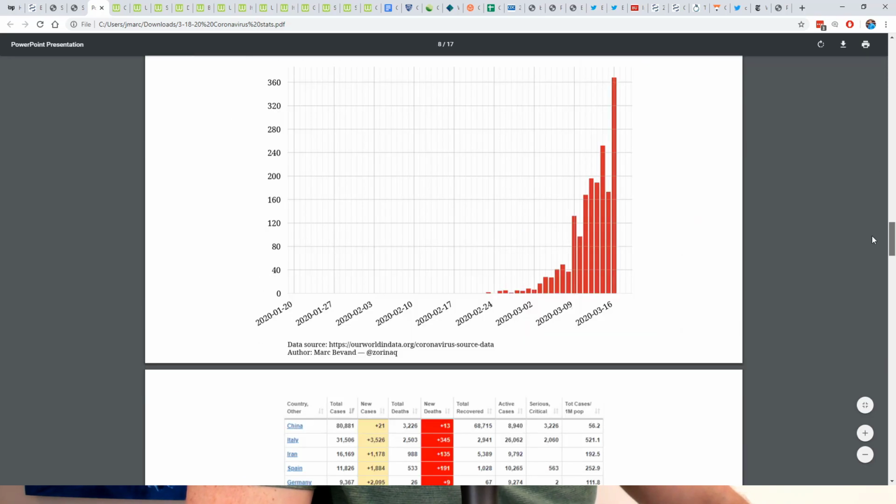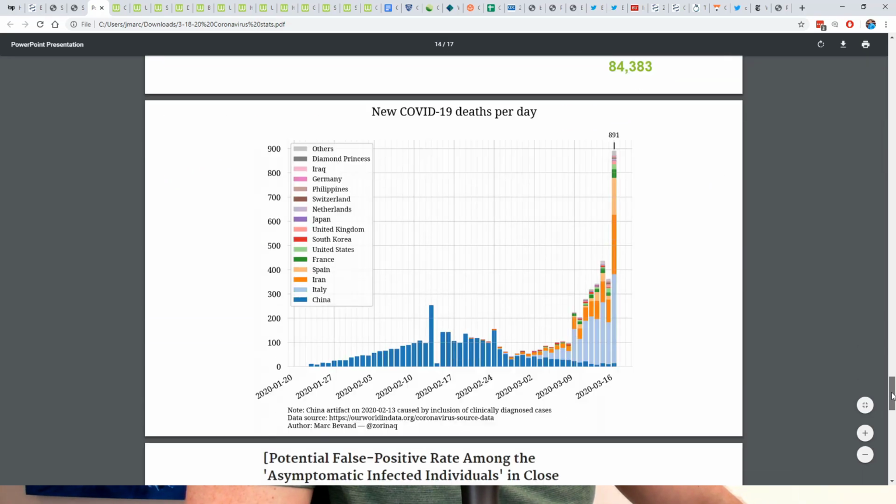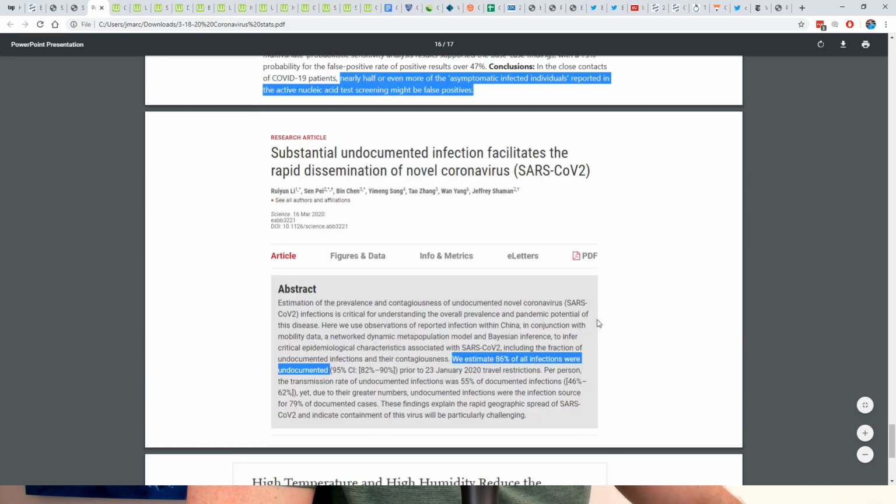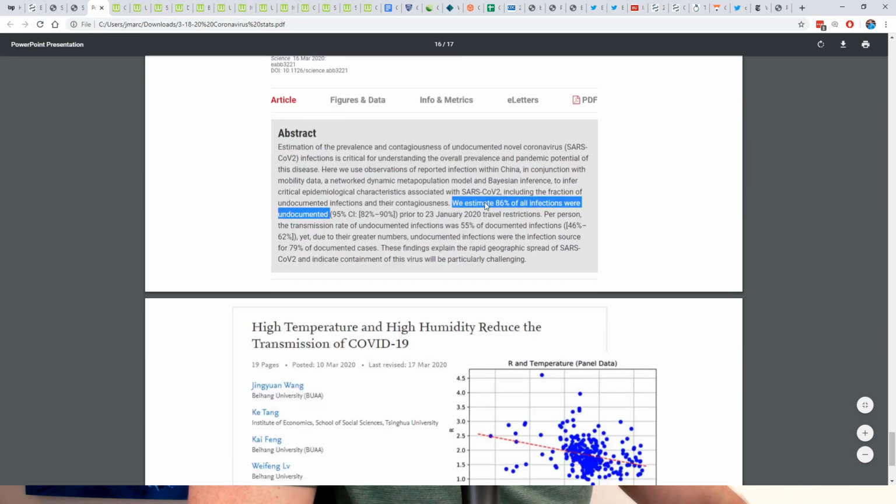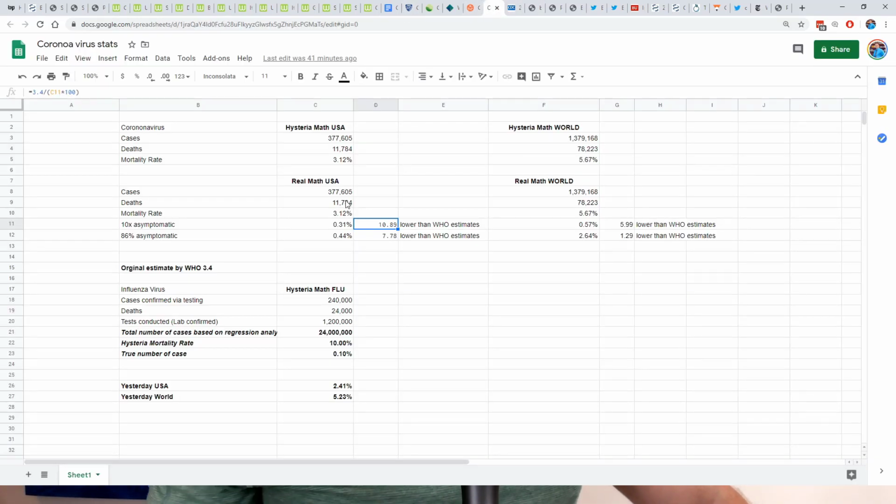We know 86% on the asymptomatic side. There's data supporting it. Right here, an estimate that 86% of all infections were undocumented. That means they have the virus, but they have no symptoms. We know that. That's not controversial. Dr. Chavez up in Ontario says it could even be 20x. So we're looking at a much lower number when we actually do the real math. Again, the hysteria math is missing the asymptomatics.